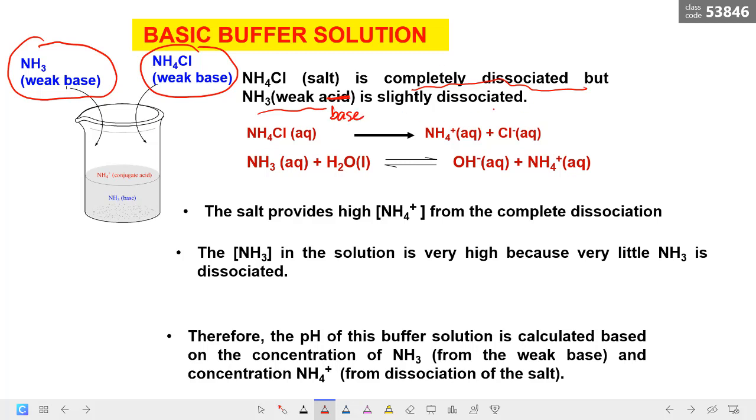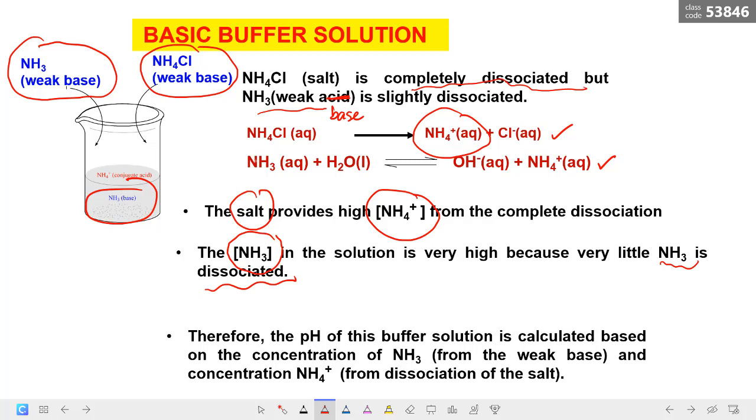Jadi penceraian garam ini adalah 100% completely. So this is the equation. But the weak base in the buffer solution ini undergoes slightly dissociation. So ini persamaannya. Jadi dalam buffer solution ini, garam salt akan provide high concentration of ammonium ion from the complete dissociation of the salt.